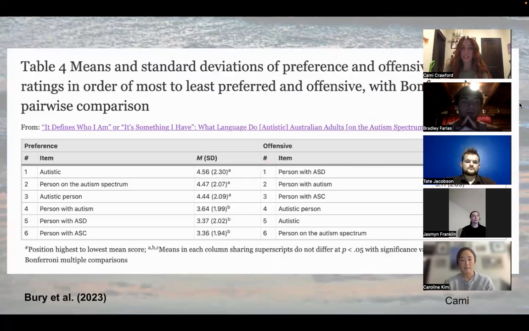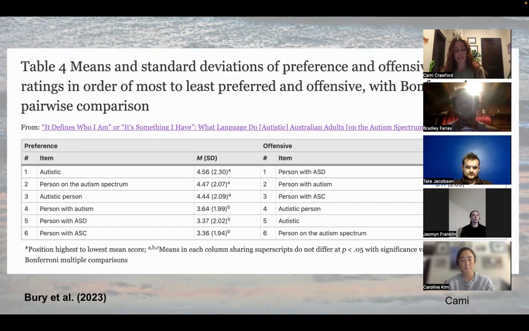And this table is just a little to add on to our evidence portion of the presentation. The table on this slide summarizes the main findings from the Berry et al. article from 2023, which surveyed autistic Australian adults to find their most preferred language.